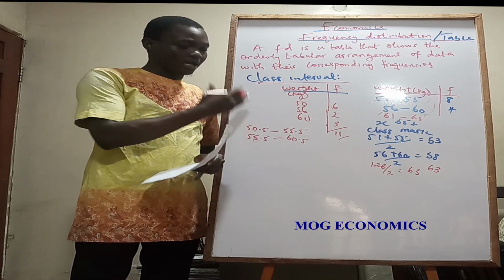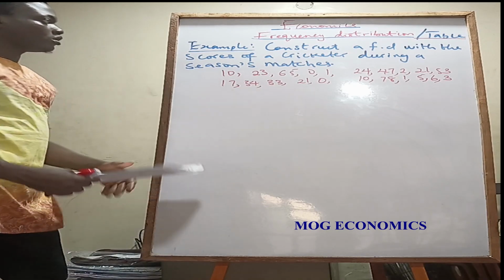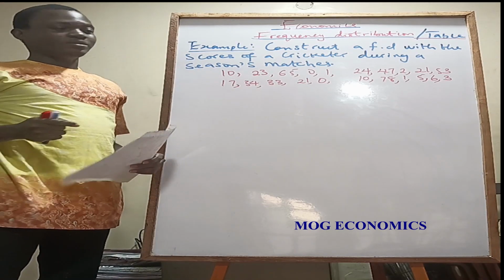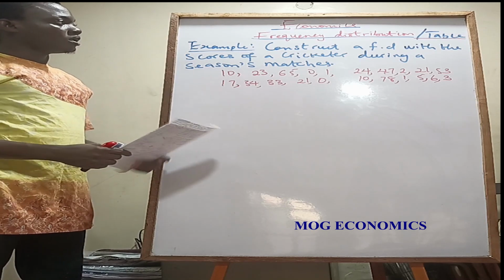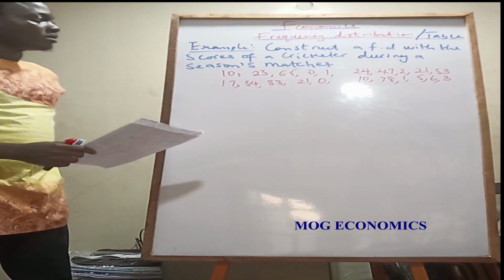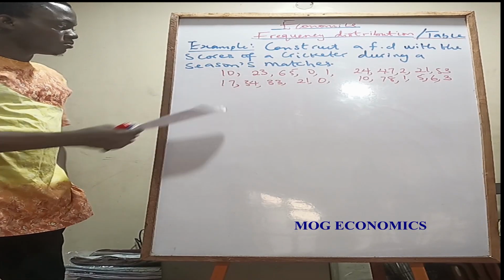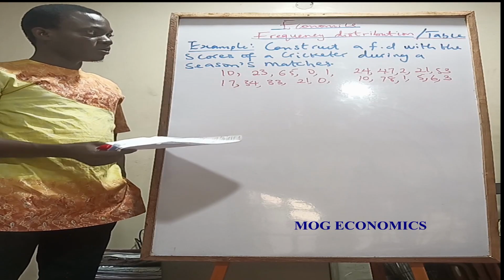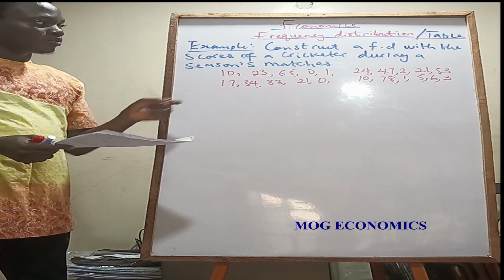So we're going to have an example now. Construct a frequency FD. I just use FD to denote frequency distribution. I don't want to write everything. So construct an FD with scores of a cricketer during the season matches. So 10, 23, 65, 0, 1, 17, 34, 33, 21, and 0. 24, 47, 2, 21, and 53. 10, 17, 1, 5, 6, and 3.